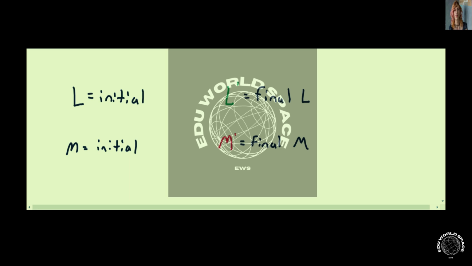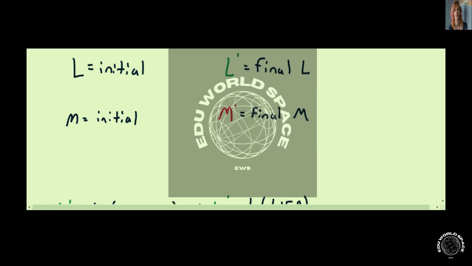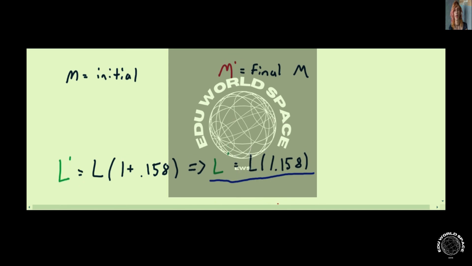So we're going to say let L and M equal our initial length and mass, and L prime and M prime equal our final length and mass. What we need to do first is dissect this word problem and convert what it says in text into mathematical equations. We start by looking at our length. It tells us that our length is increased by 15.8%.